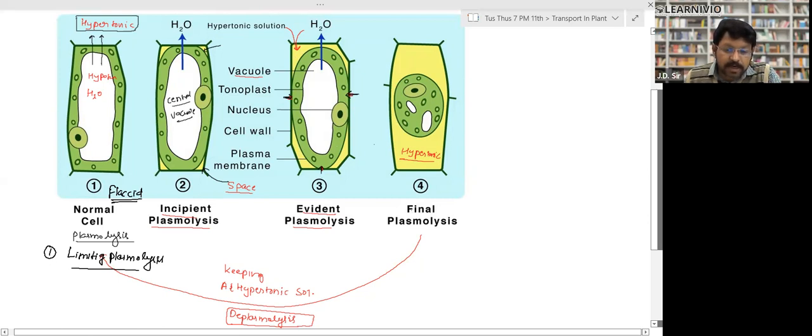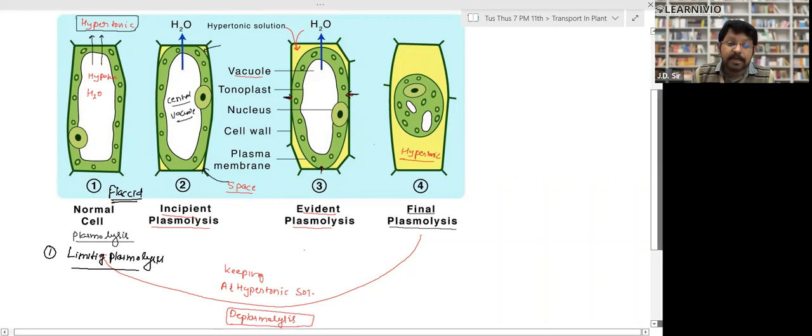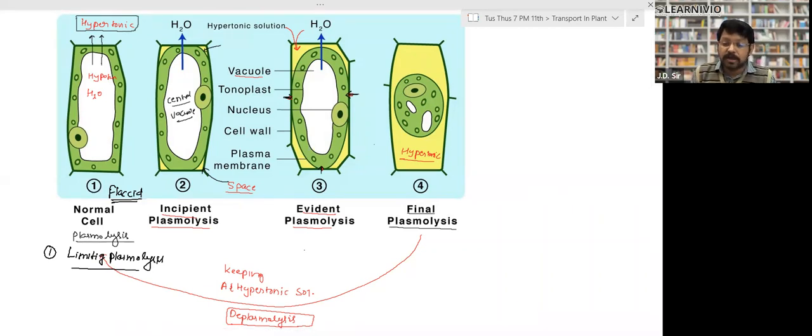And this is the final plasmolysis. In final plasmolysis, what happened? The protoplasm leaves the cell wall, and there is complete space. In this complete space, hypertonic solution enters, and that is called final plasmolysis, right? After the final plasmolysis, if the cell is immediately kept in a hypotonic solution or pure water, then the cell can regain its original shape. Otherwise, it will permanently shrink or it may die permanently, right?